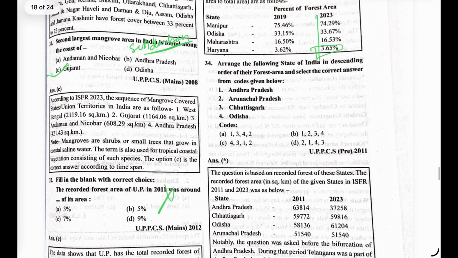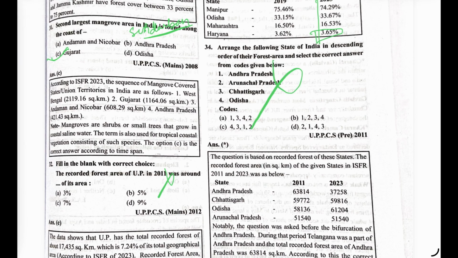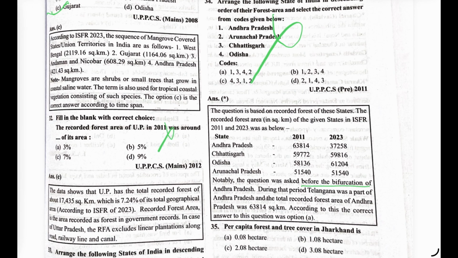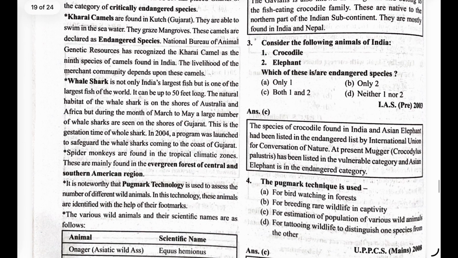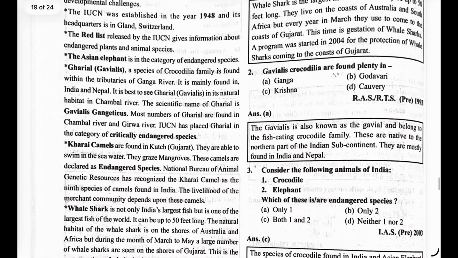Only 3.65%. Arrange the following states of India in descending order of their forest area. Leave it, because this question was asked before the bifurcation of Andhra Pradesh, so it is a disputed question. Per capita forest and tree cover in Jharkhand is 0.08 hectare. But this is not asked for other states except Jharkhand, because this is a very specific question for that state. So let's see the next question.